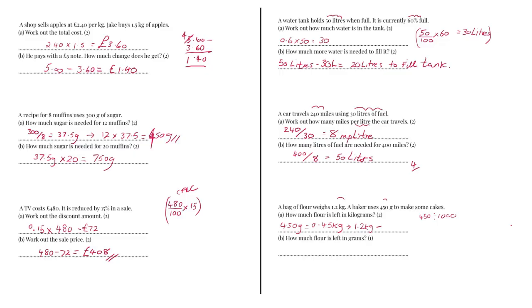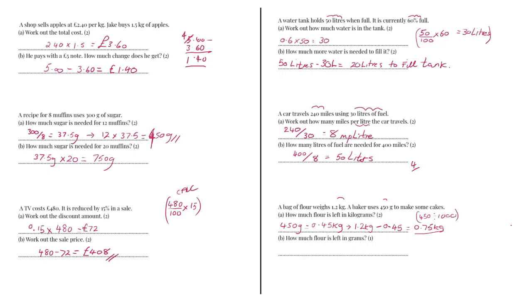So the flour that is left is going to be 1.2 kilograms subtract the 0.45 that we just worked out, leaves us with 0.75 kilograms. Got to remember to convert, guys, otherwise you're going to get really confused.